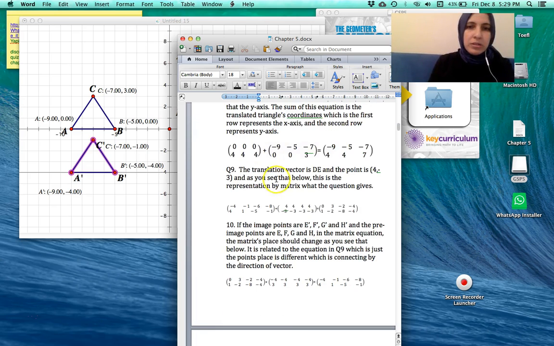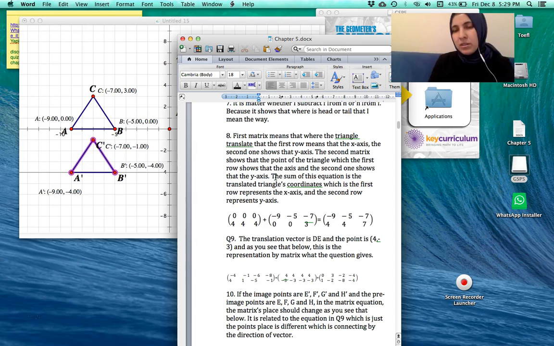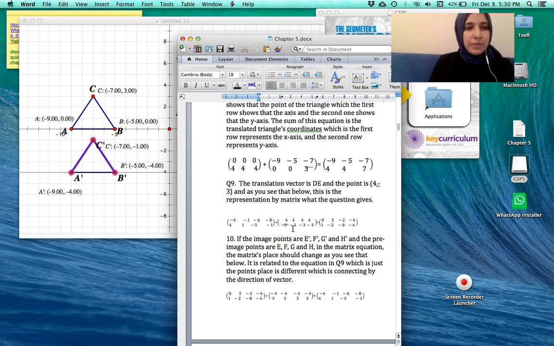First of all, this first matrix shows where the triangle translates: the first row means the x-axis, then the second one shows the y-axis. The second matrix shows the points of the triangle, where the first row shows the x-axis and the second one shows the y-axis. The sum of these matrices gives the translated triangle's coordinates, where the first row represents the x-axis and the second row represents the y-axis, as you see. Yay.